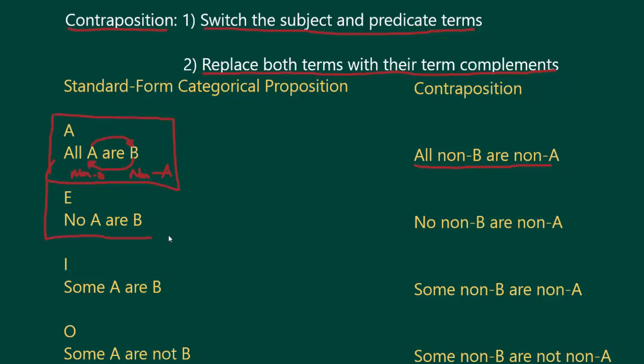So then if we have no A are B, by switching out the terms with one another and then replacing them with their term complements, we end up with no non-B are non-A. If we have some A are B, then by switching the terms with one another and replacing them with their term complements, we end up with some non-B are non-A. And again, if we look at this O statement, some A are not B, we switch out the subject and predicate terms for one another and then replace them with their term complements, and we end up with some non-B are not non-A.